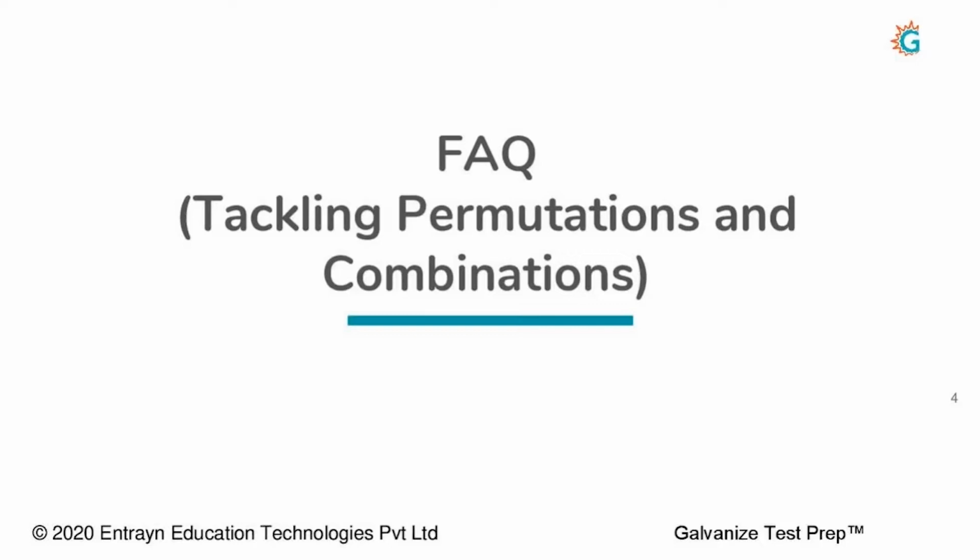Permutations and combinations. First of all, students do not have a clear idea of what this topic is all about. This is to do with simple counting, simple counting in a complex jargon that's defined as permutations and combinations. So what is permutation? What is combination?